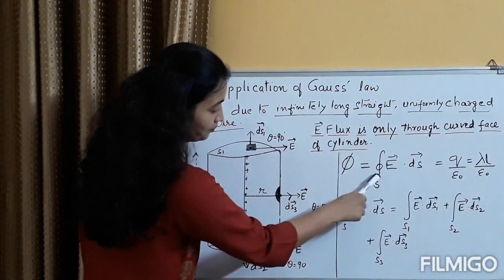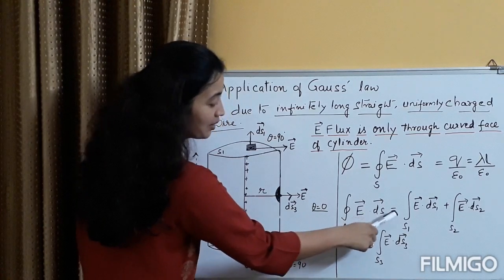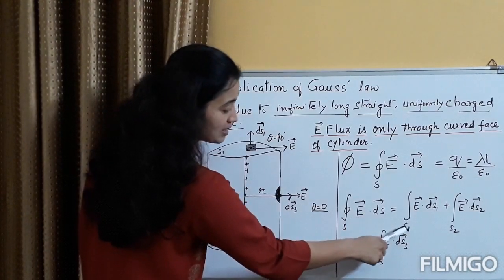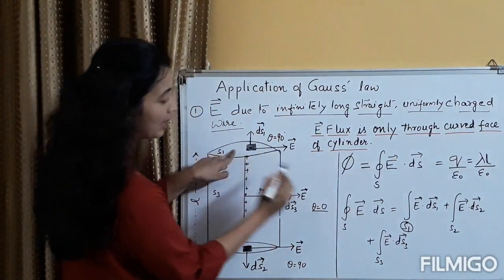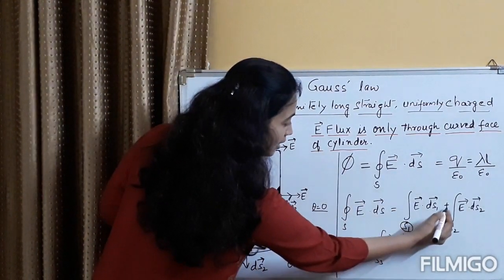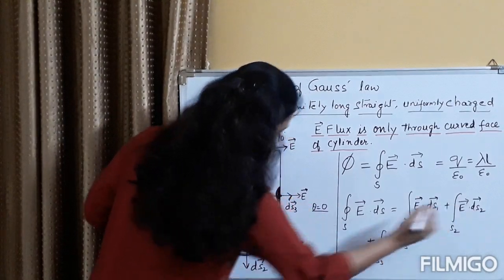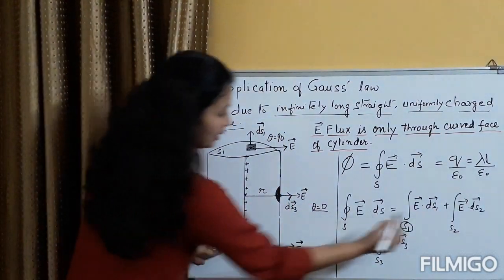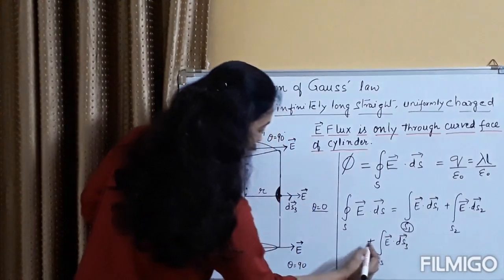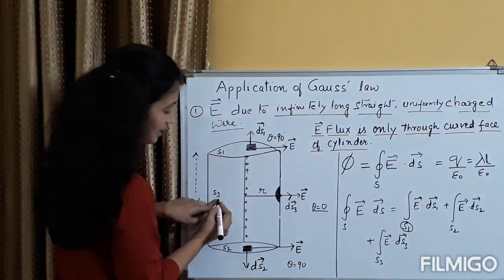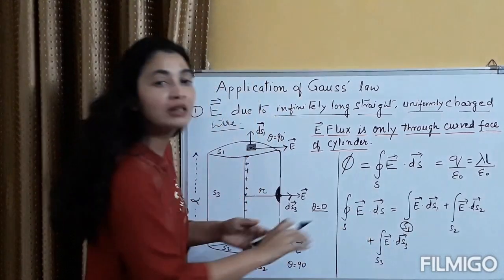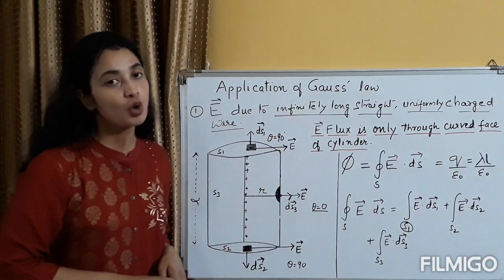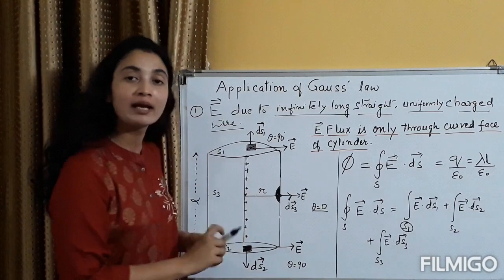Total flux, closed integral of E dot ds, can be written as flux through the first surface S1, E dot ds1, plus flux through the second surface S2, E dot ds2, plus flux through the third surface S3, which is E dot ds3. The sum total of all these three will give us total flux. So moving again.